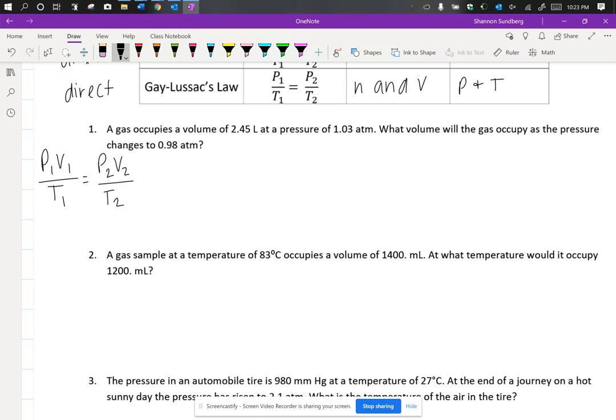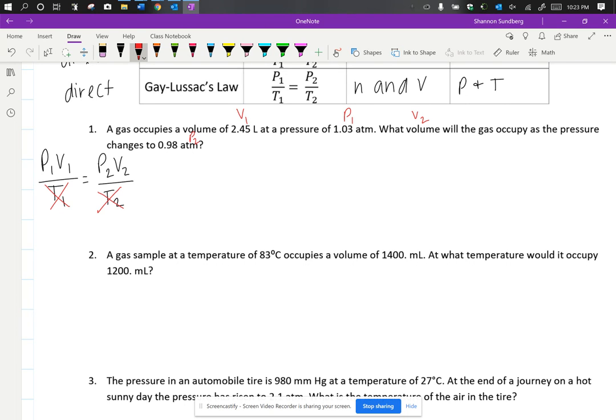So they told me that it occupies a volume of 2.45 liters. Well, that's the first volume they gave me, so that's going to be V1. And the pressure is 1.03 atmospheres. Well, that's a P1. What volume? Okay, well, they're asking me about volume, so that's going to be a V2. Will the gas occupy as the pressure changes to 0.98 atmospheres? Well, that's a P2. They did not mention temperature anywhere, so that must mean I don't need it.